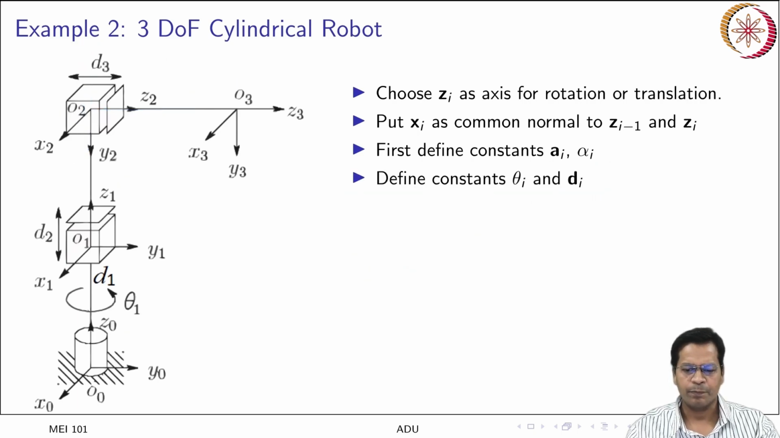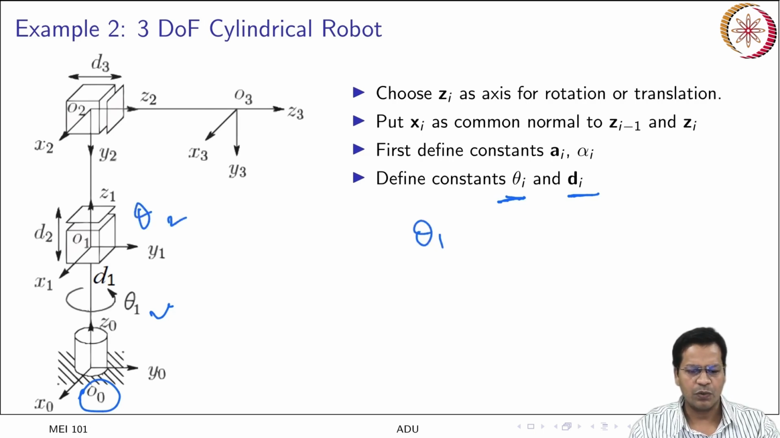Now moving ahead, what are theta_i and d_i? See carefully here, theta 1 is there because that is the joint variable for the first link. The first link rotates with theta 1 with respect to the frame O0 that is attached to the ground. So theta 1 exists, whereas there is no theta 2 and no theta 3. Got it?